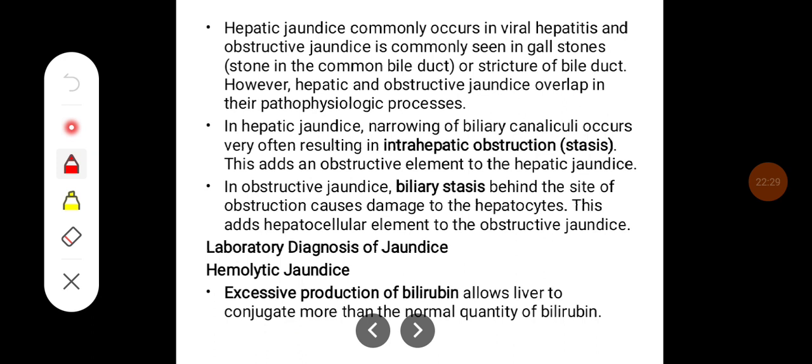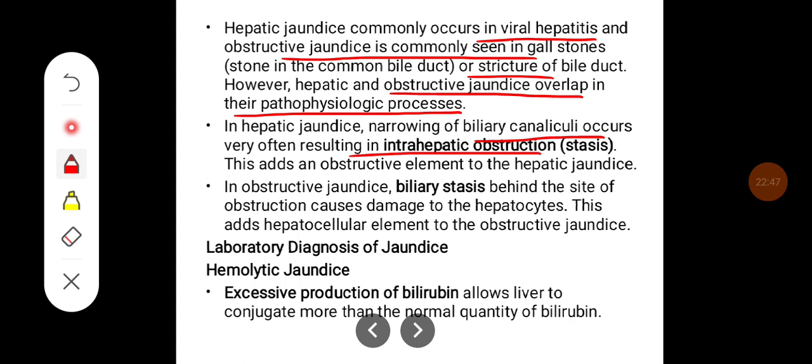Hepatic jaundice commonly occurs in viral hepatitis. Obstructive jaundice is commonly seen in gallstones or stricture of the bile duct. However, hepatic and obstructive jaundice overlap in their pathological processes. In hepatic jaundice, narrowing of the biliary canaliculi occurs very often, resulting in intrahepatic obstruction, that is stasis. So this adds an obstructive element to the hepatic jaundice. In obstructive jaundice, biliary stasis behind the site of obstruction causes damage to the hepatocytes. So this adds a hepatocellular element to the obstructive jaundice.